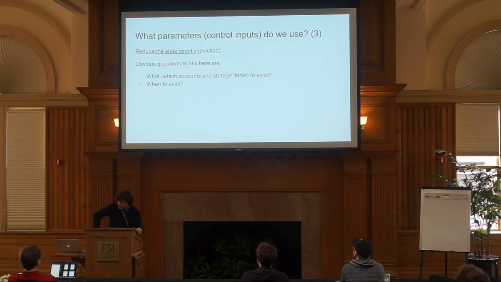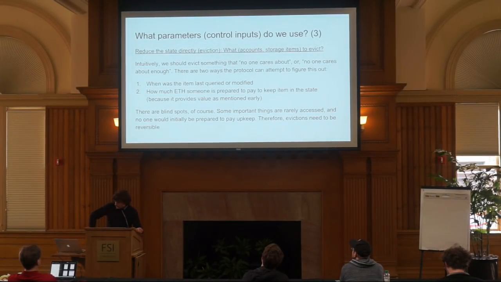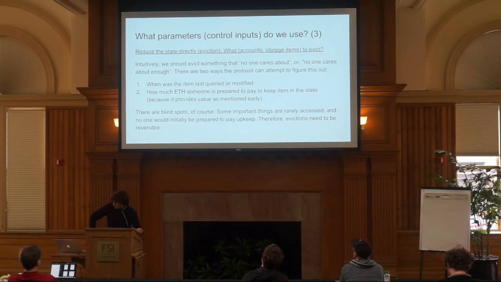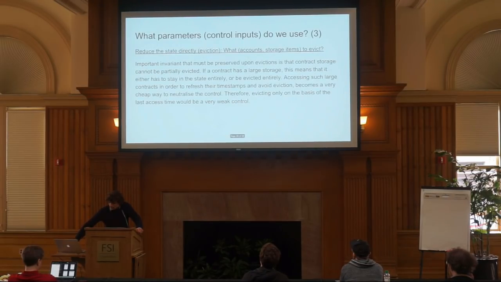Then this third way is to directly reduce the state size, which is the rent. There are decisions you need to make about what we're going to evict and when we're going to evict it. Intuitively, we need to just evict something that nobody cares about, some old stuff. There are also different ways of doing it, which I'm talking about here, but I'm going to cut it short.